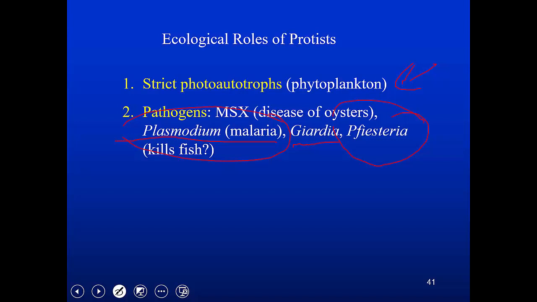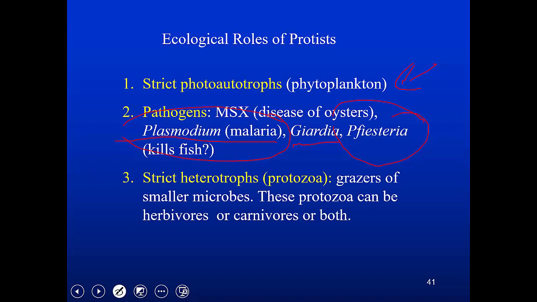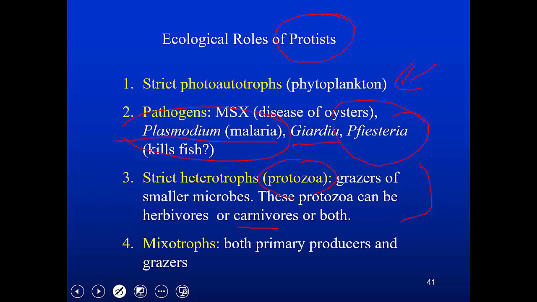And then finally, they can be strict heterotrophs that graze on these smaller organisms. And so here the word protozoa may be appropriate. You have to be careful with that word, because you have to know that it's only carrying out heterotrophy. It is not capable of photoautotrophy. And in the oceans, we don't often know that. And so the word that's used is protist. So the strict heterotrophic protozoa are again just grazers. And they may eat other phytoplankton, or they may eat other protozoa that are only slightly smaller than themselves, which makes them carnivores. And then finally, there are mixotrophs that do a little bit of both.